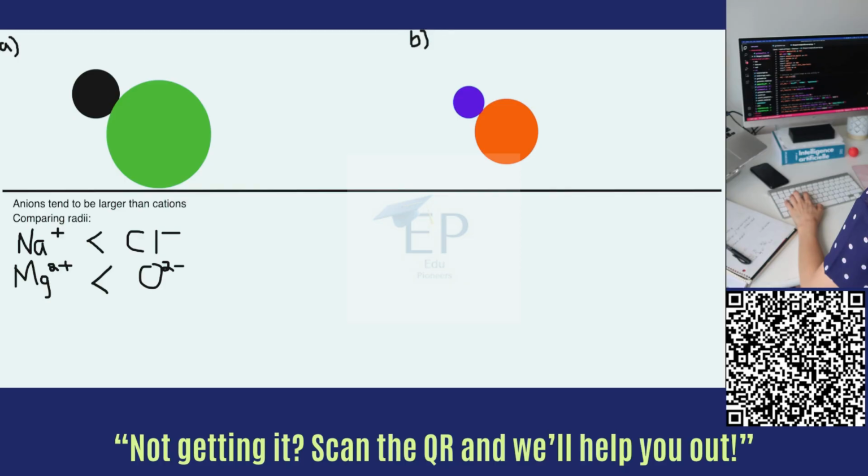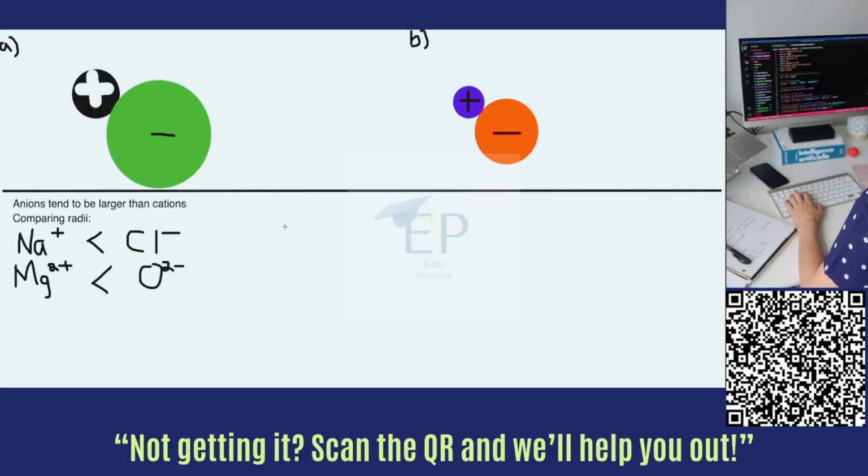Now that we know that smaller ions tend to be cations, let's just label that on our pictures. So the smaller black dot is going to be a cation in A, and the larger green dot is going to be our anion. And in B, our larger red ion is going to be our anion, and our smaller blue ion is going to be our cation. So now that we know which is the cations and which is the anions, we can compare the sizes of the cations and the anions in the ionic compounds given to see which match the pictures.